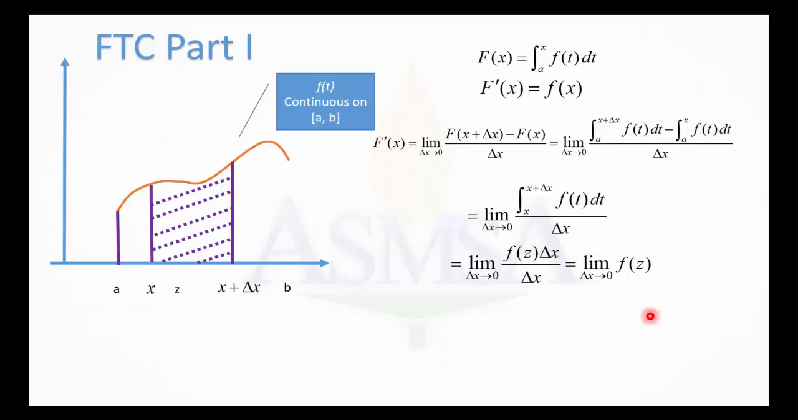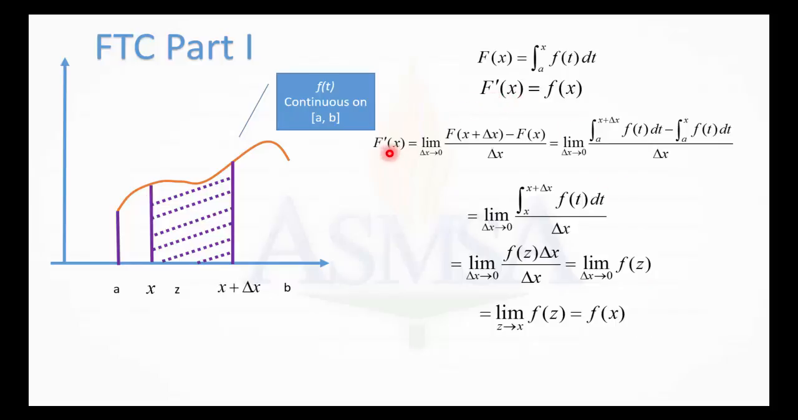Now think about it. This limit. If delta x is going to 0, that means this point right here is moving in this direction. That means z is moving toward x. So we could write this limit as the limit as z goes to x of f of z, and of course that equals f of x. And that is precisely our proof.